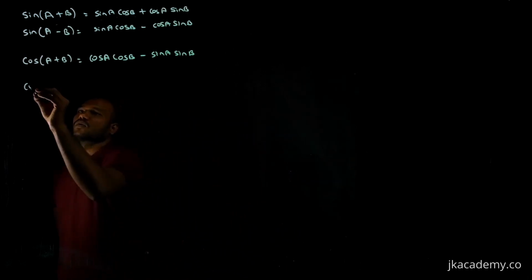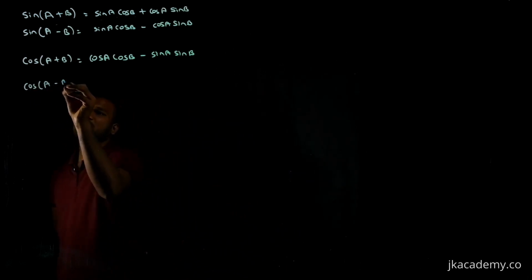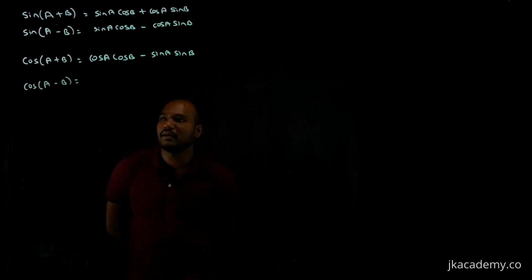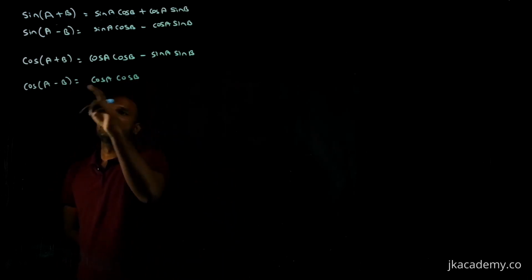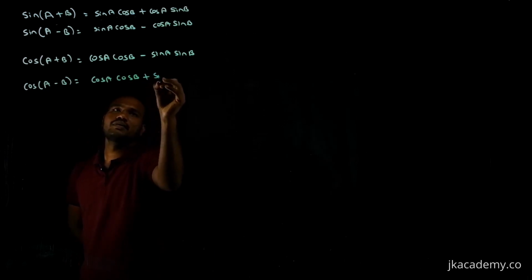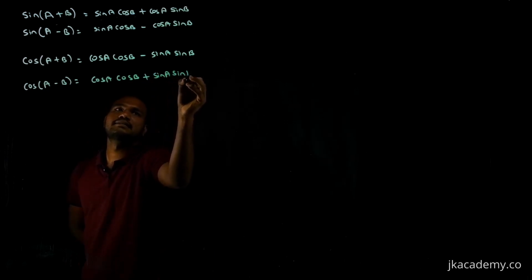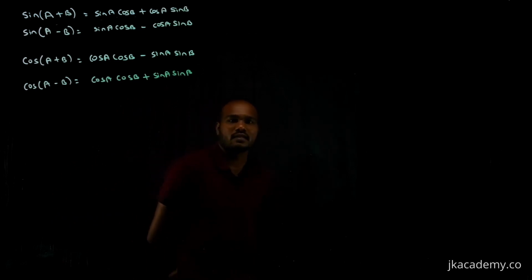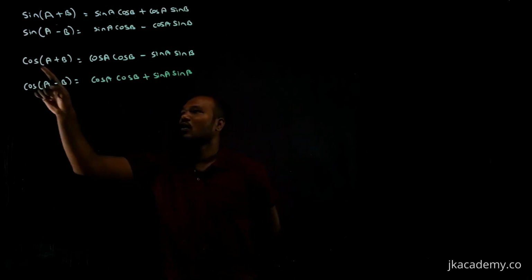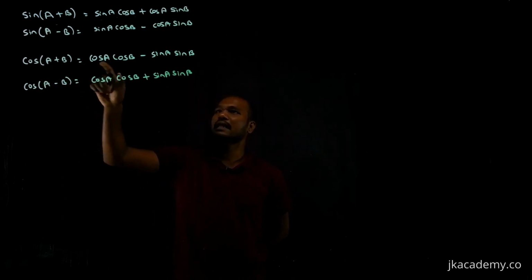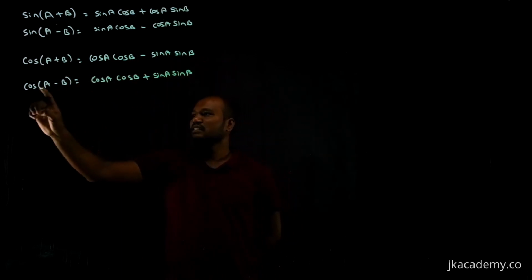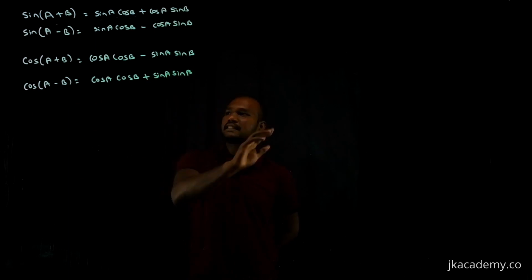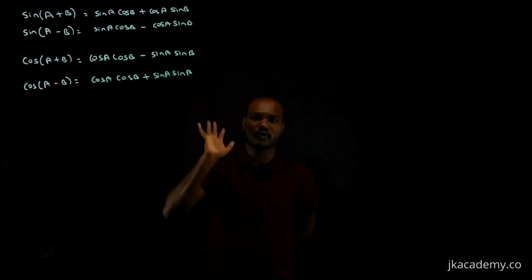So now, cos of A minus B. What will be cos of A minus B? Again, cos A cos B, and if there is a minus, I have to take positive, sin A sin B. See here, cos of A plus B means cos A cos B, and if there is a plus, I have to take negative, sin A sin B. For cos of A minus B it is cos cos, sin sin, and if there is a minus, we have to take positive.